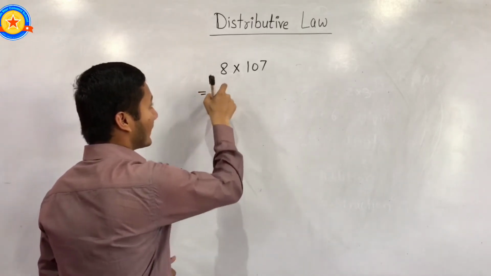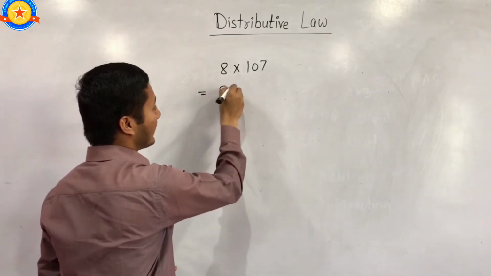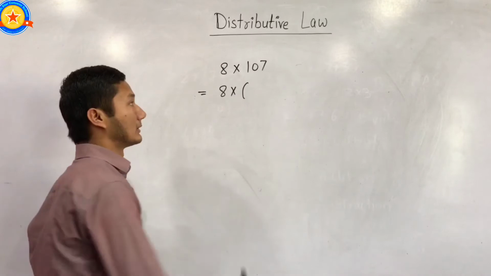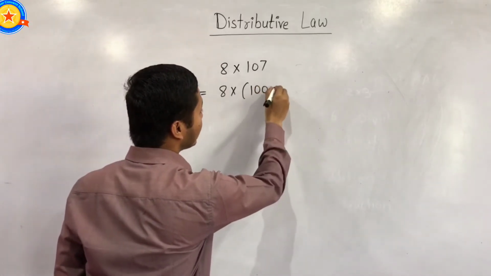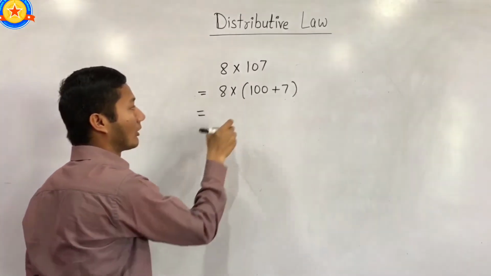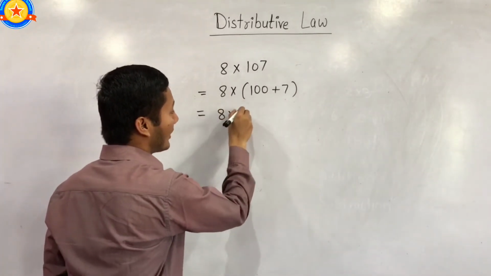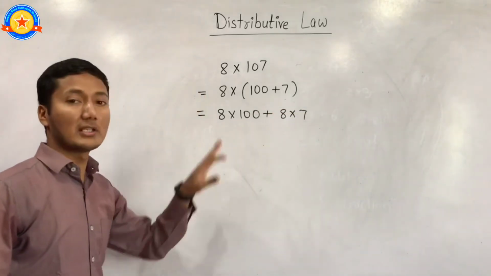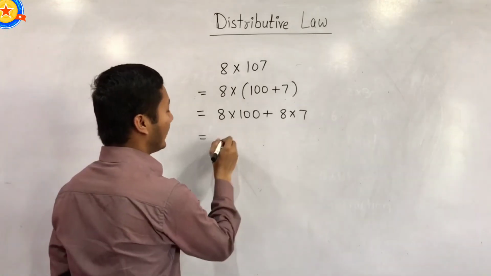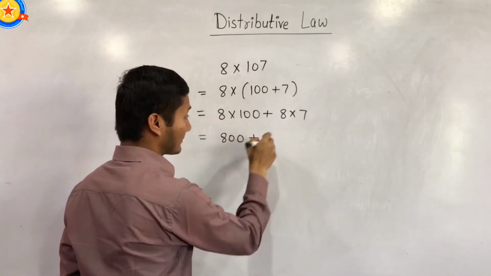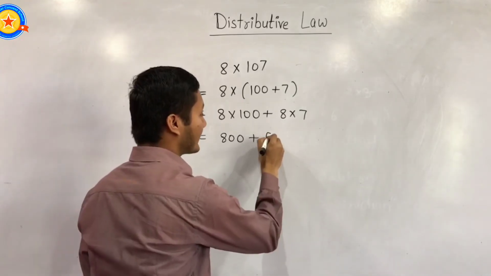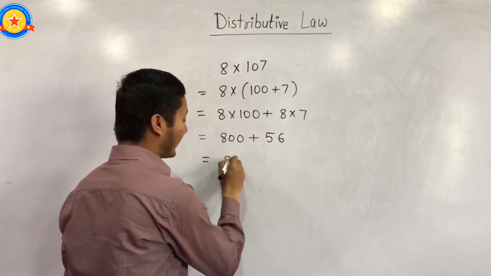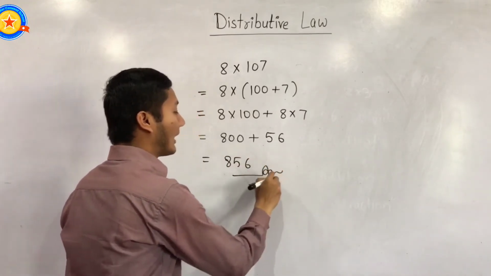For example, we have 8 into 107. We have to break the 107 into two numbers. That's why we can write 100 plus 7. Now if we solve this, it becomes 8 into 100 plus 8 into 7. Now from here our question is very easy. Now it becomes 800 plus 8 sevens are 56. If we add these numbers, it becomes 856. That is simply our answer.